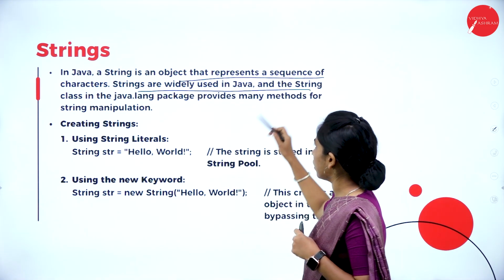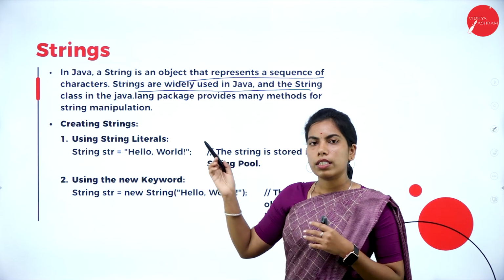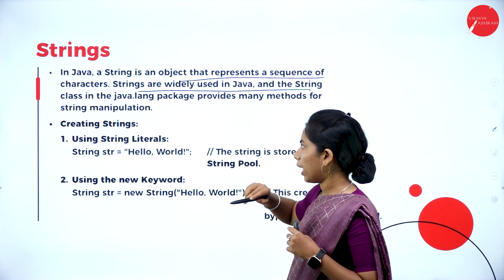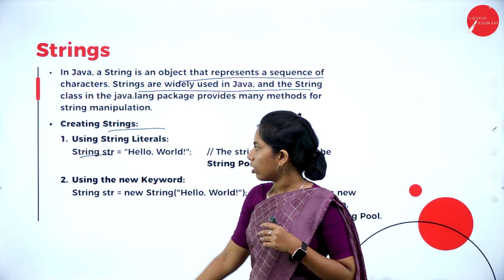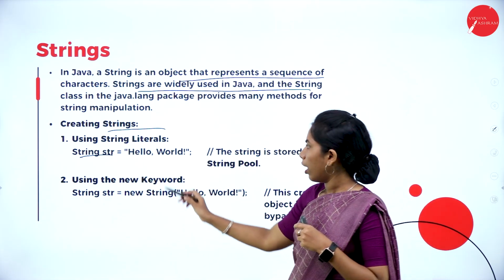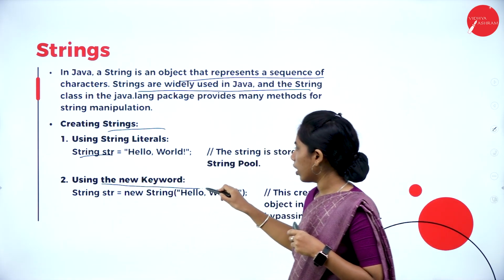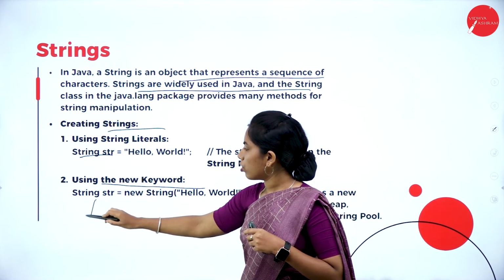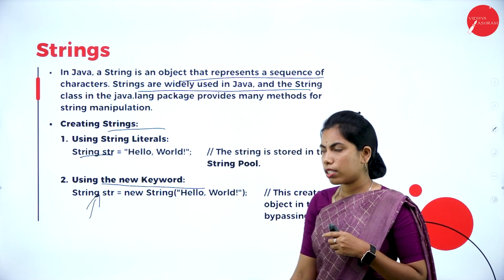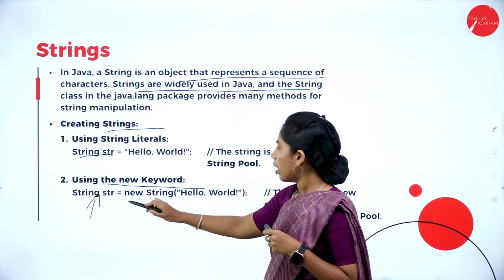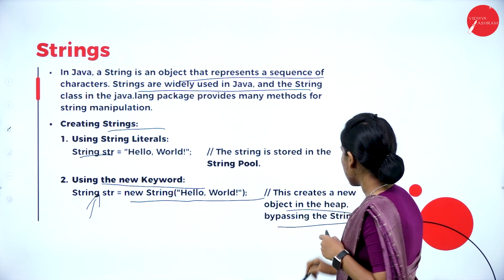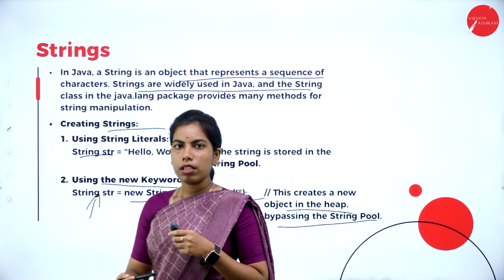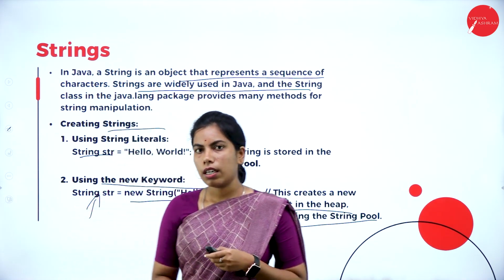String is widely used in Java, and it is mainly used from the java.lang package. So how do we create a string? Call the String, create one object, "Hello World", and using the new keyword, create the string variable str as a new String("Hello World"). The object goes to the heap, passing through the string pool. This is how you have to declare the string.